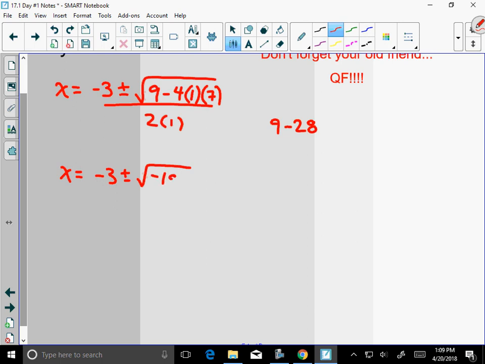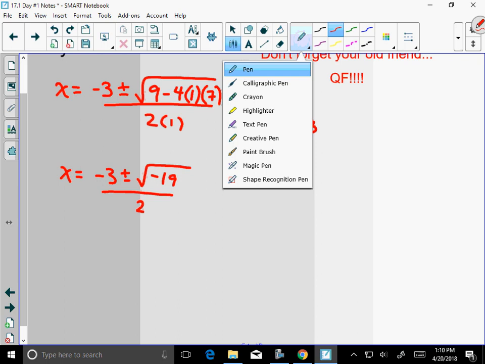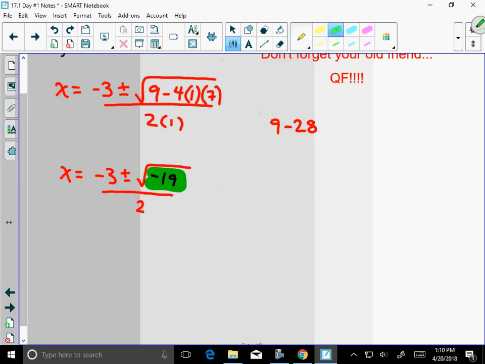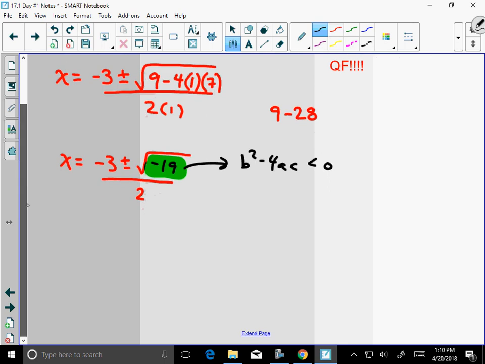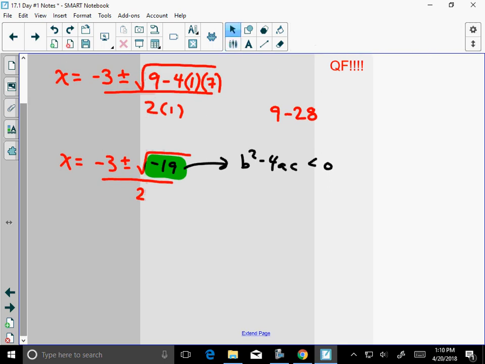Yeah, how about negative 19? Oh, now I see. My two solutions in this case are going to be imaginary because this thing is not a real answer. If it comes out to be a positive number, then we know we have potentially one or two, well, potentially two, but definitely one solution. So when this thing, which is b squared minus 4ac, is less than 0, we know we have imaginary solutions. All right, so let's simplify this and put this into a plus bi form.